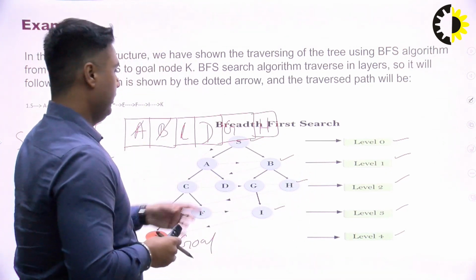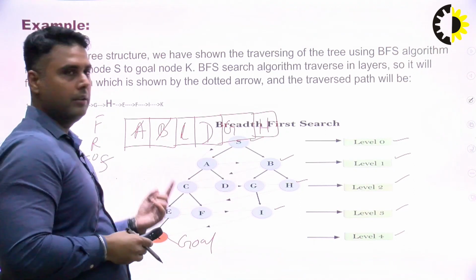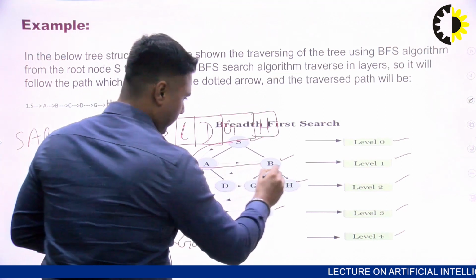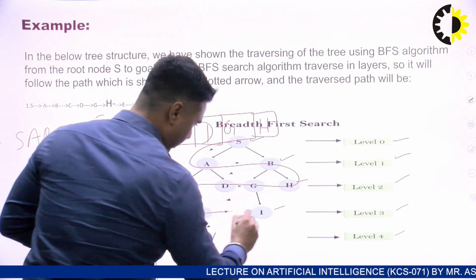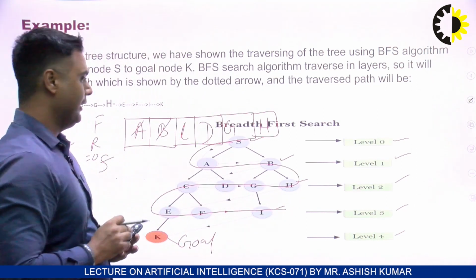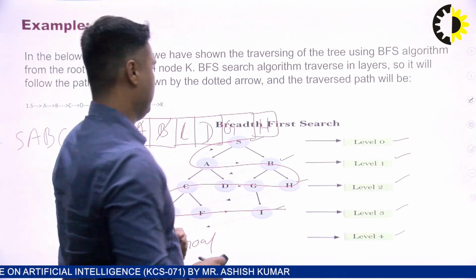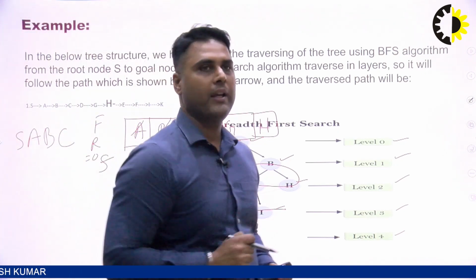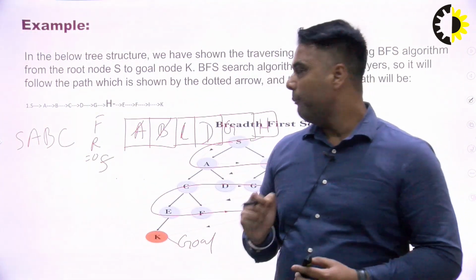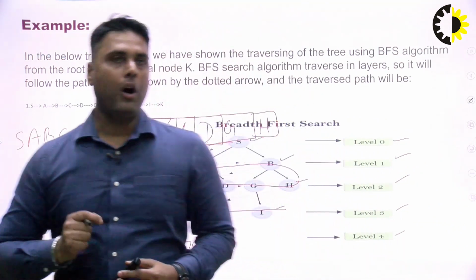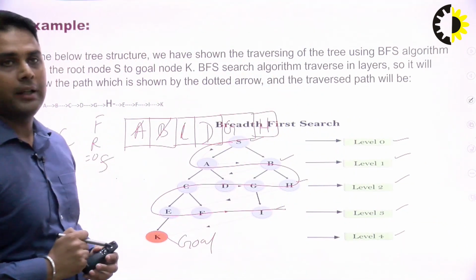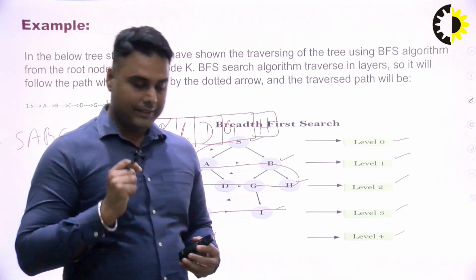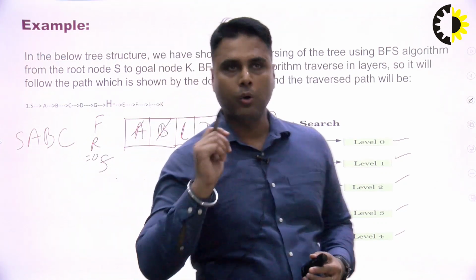But here traversing is horizontal. That means every node is covered. That type of searching is called a complete searching, and BFS always provides an optimal solution. Any problem, optimal solution provided. Optimal solution means the shortest cost of reaching from the starting state to the goal state.